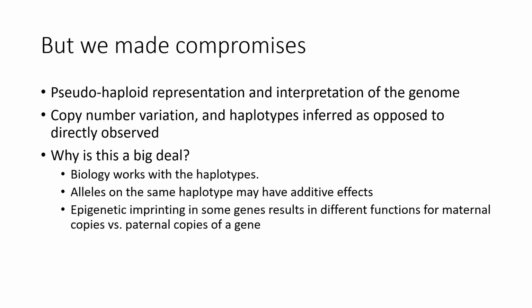Alleles on the same haplotypes may have additive effects, so knowing where they are and which haplotype they're a part of is kind of important. Epigenetic imprinting on some genes results from different functions from maternal versus paternal copies of a gene. Knowing just what parent something was inherited from is also kind of important.